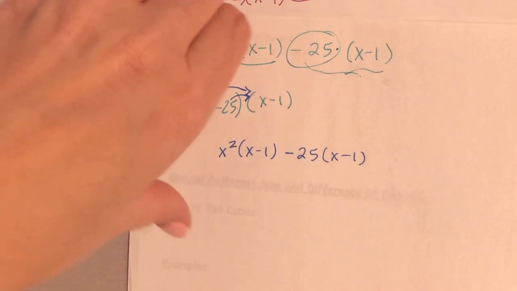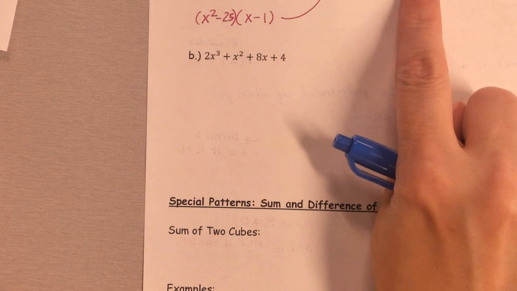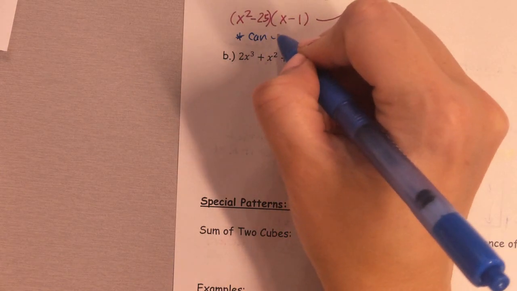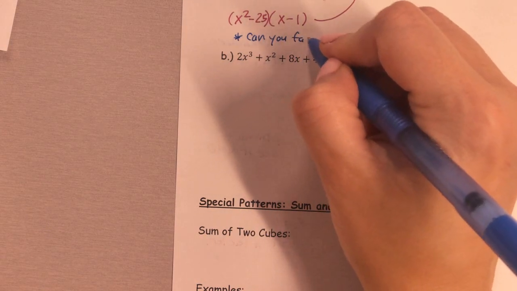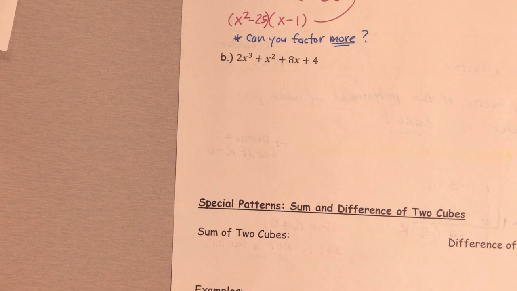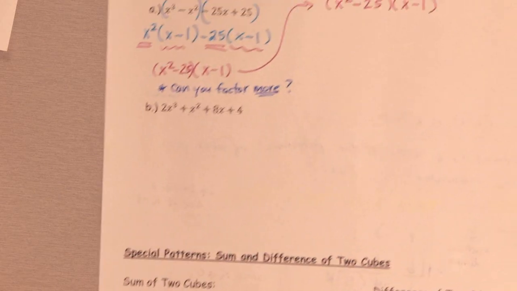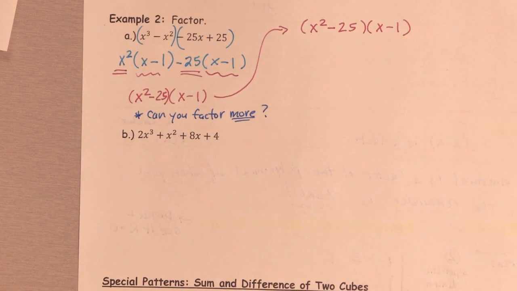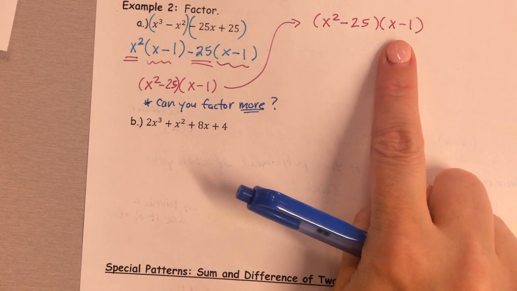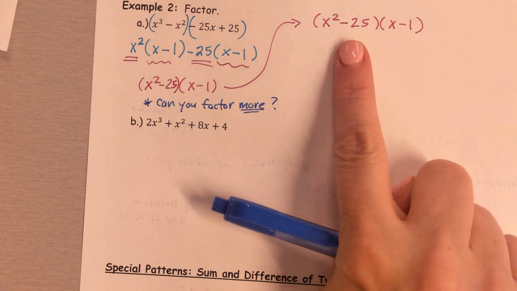Okay? Alright, so once you do that, you have to check and see if you can factor further. Okay? So once you get here, you have to ask yourself, can you factor more? Sometimes the answer is yes, sometimes it's no. Okay, now the x minus 1, I can't factor that down anymore. I don't have a GCF. I don't have a special pattern. But what about x squared minus 25?